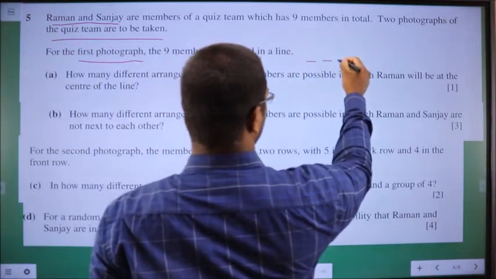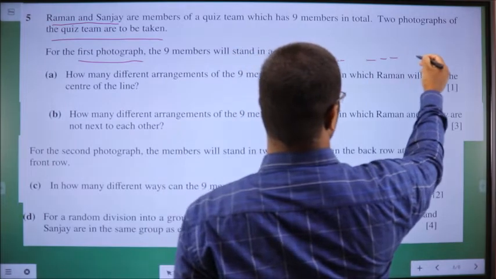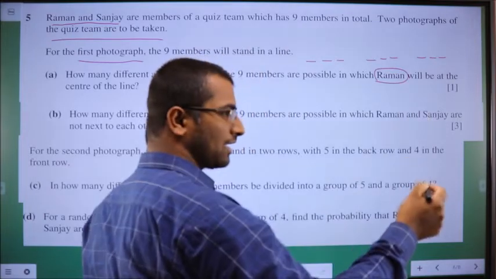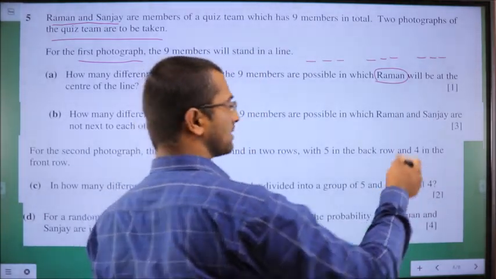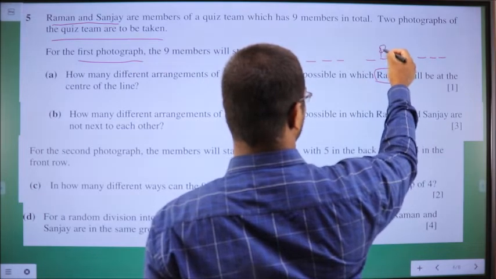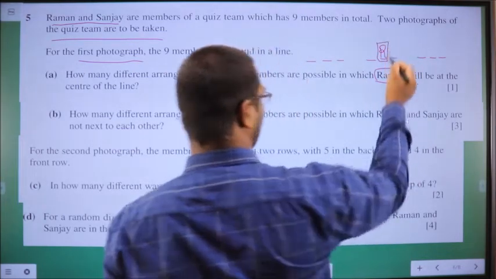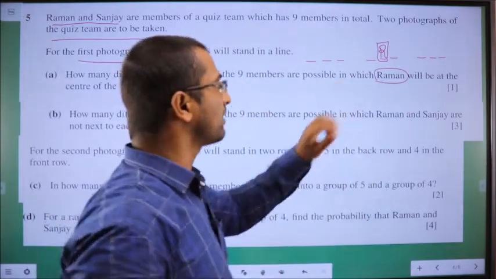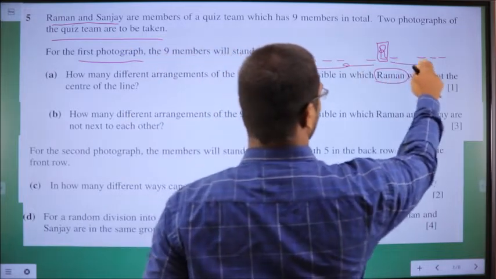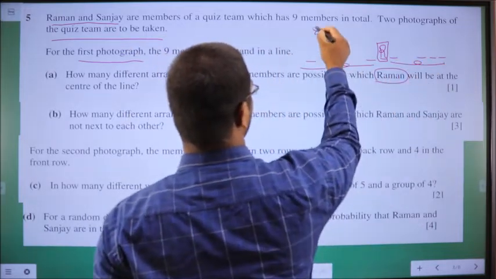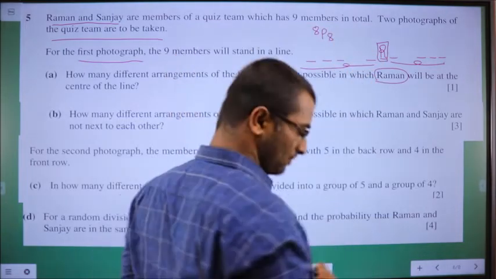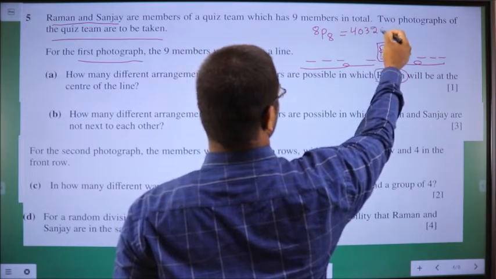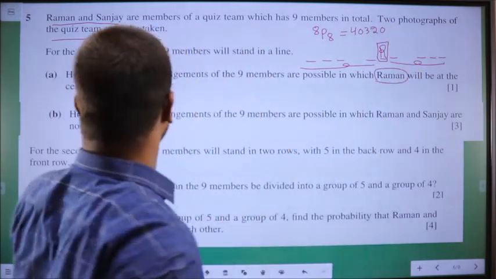So there are 9 people. So 9 blanks. Now the condition is Raman should be standing at the center. Center of 9 places will be the 5th place. So 1, 2, 3, 4, 5. So I need to fix Raman over here to satisfy the condition. Raman is fixed over there. Left out are 8 blanks and 8 members. So they can be filled in 8P8 ways. That is nothing but 40320. Okay, that is our A1.